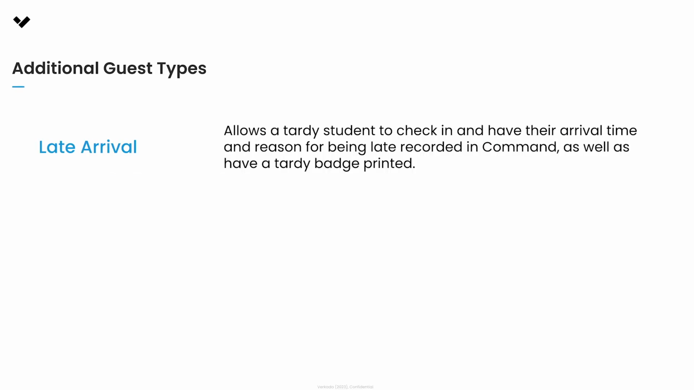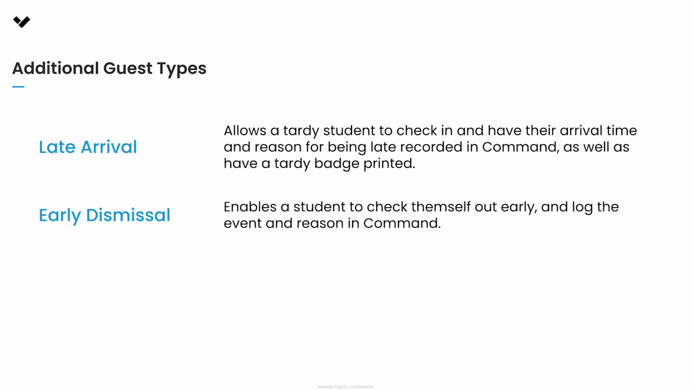The first is late arrival, which allows a tardy student to check in via Guest to have their arrival time and reason for being late logged in Command for easier reporting. A tardy badge for the student can also be printed directly from Guest. The second is early dismissal, which enables a student to check themselves out of school, often used for older students, and log the event in Guest along with the reason.